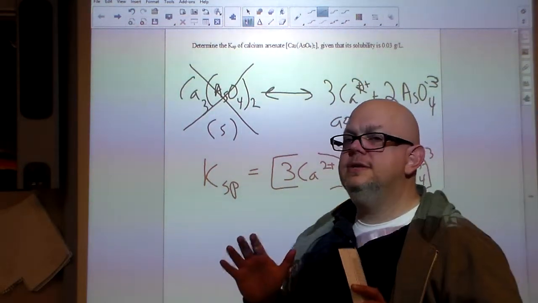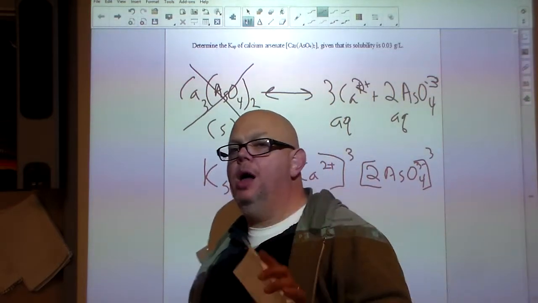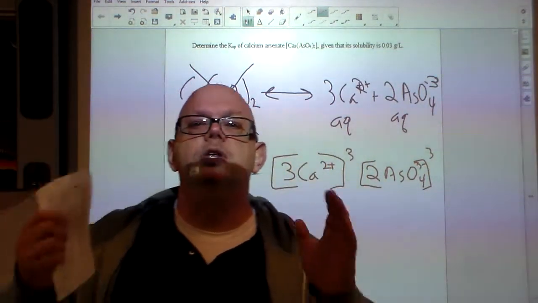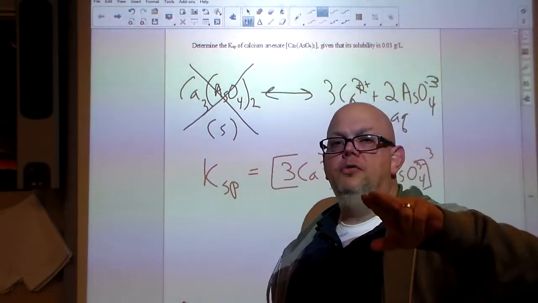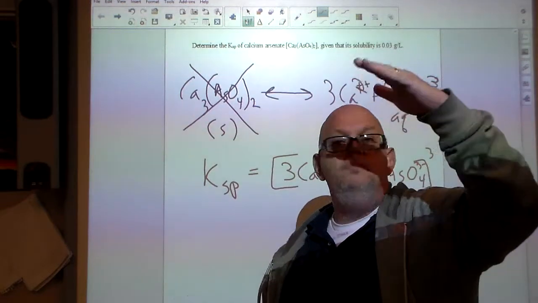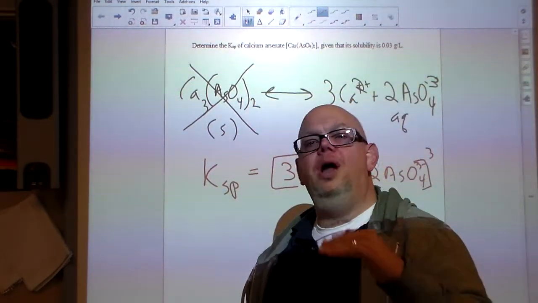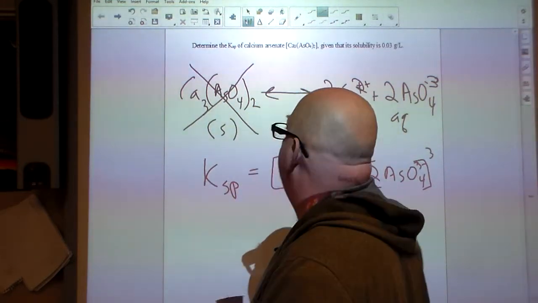Now, any time you work with an equilibrium problem, which this is, since KSP is an equilibrium, you have to change it into molarity. And molarity is moles over liters. It doesn't matter if it's 1 mole or a bazillion moles, or 1 liter or half a liter or a gazillion liters, it's still moles over liters when we look at concentration.